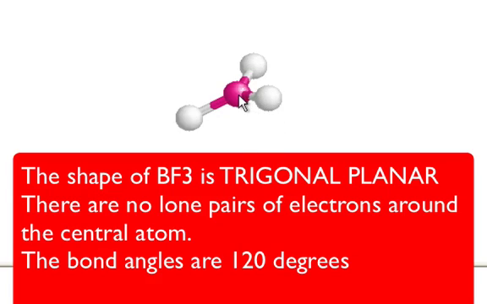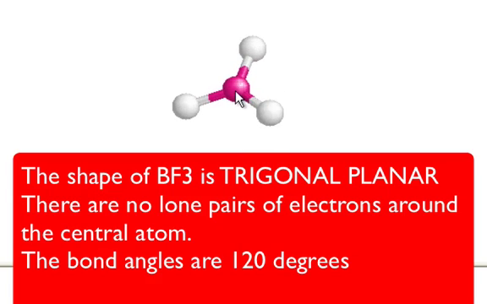So if you have 3 atoms bonded to a central atom where there is no lone pair around the central atom, then the shape is trigonal planar.